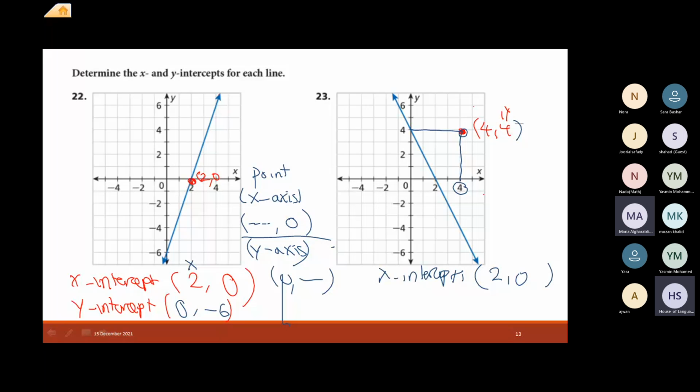Online, who wants to answer? Nada, yes. The y intercept? 0, 4. Bravo. Why not 4, 0? Because the y is on the y.